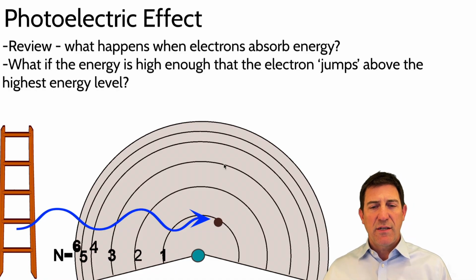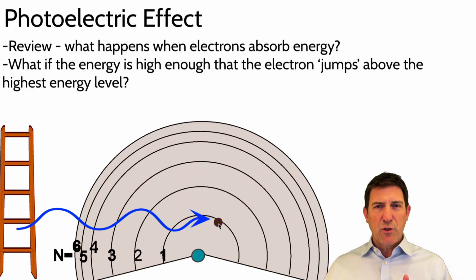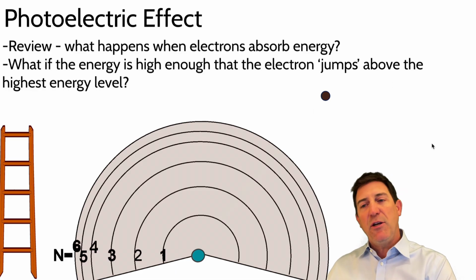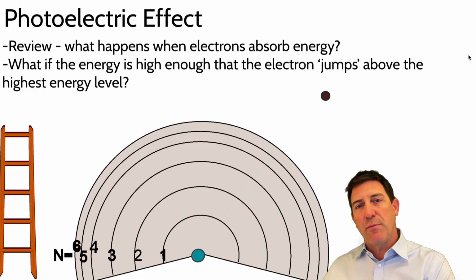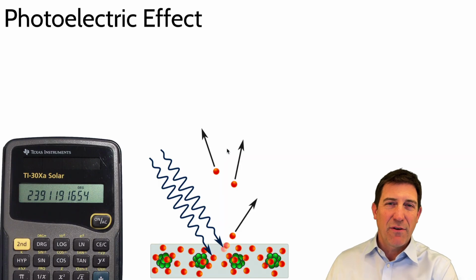How much does it jump up? Well, that depends on how much energy it absorbs. Well, what if it absorbs enough energy that it jumps so far away from the nucleus that the positive nucleus can't pull it back down to its ground state? Well, then that electron has escaped the atom. And that electron might go flying off and be transferred to another atom, and that one being transferred to another, and if this transfer continues to happen, that's the definition of electricity.